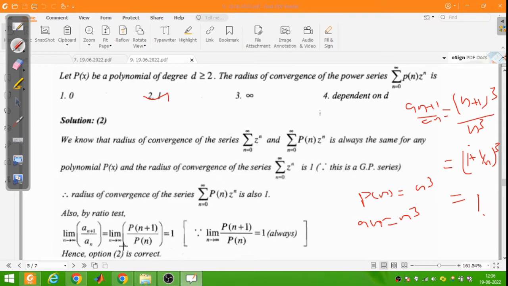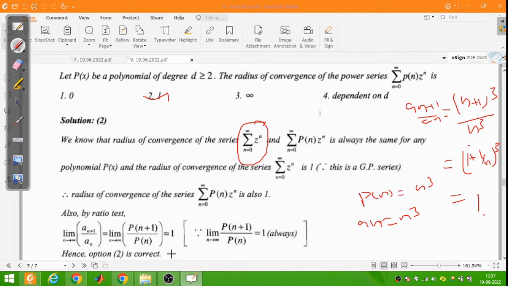Next, another way is we know the radius of convergence of the power series. Without p of n, we know the polynomial of degree. Next, the sum of p of n z power n is always the same for the polynomial p of x, and the radius of convergence of z power n is 1. Therefore the radius of convergence is also 1. Can you follow?